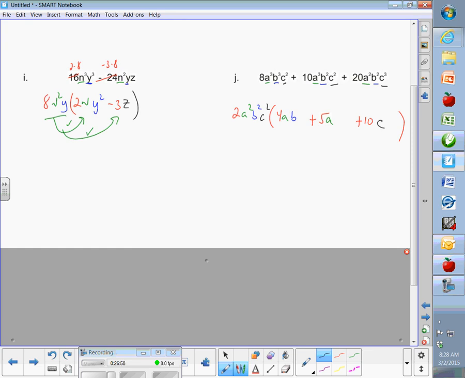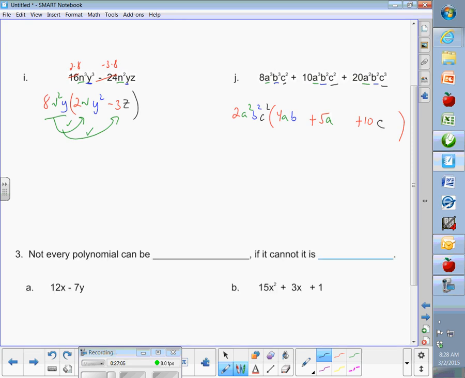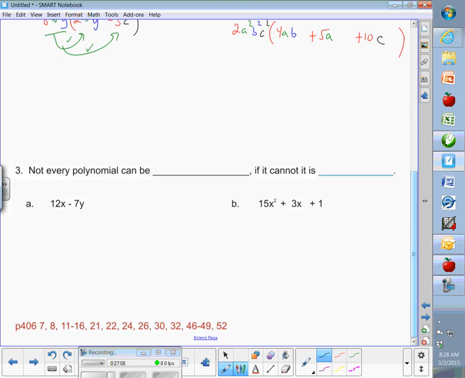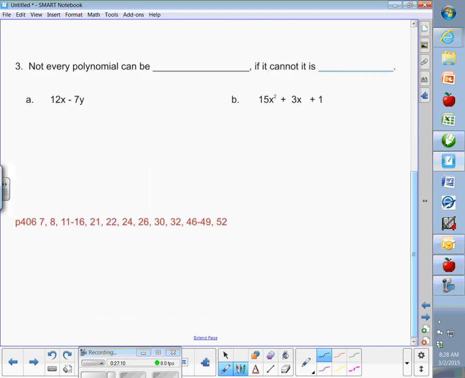Again, multiply back out. Do you get the original? If you do, you factored it correctly. And you definitely want to factor things correctly. All right, let me finish off. And so take a look at number 3. Not every polynomial can be factored.